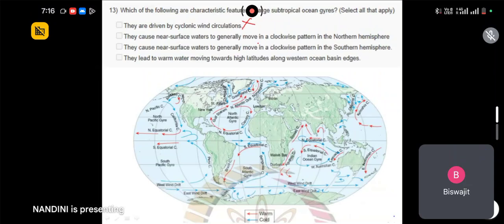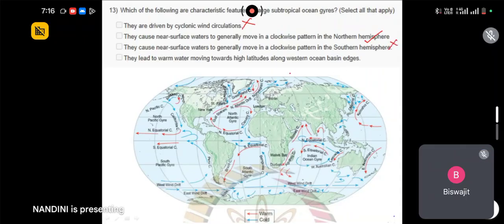The next one is they cause near surface waters to generally move in a clockwise pattern in the northern hemisphere. Is that correct? In the northern hemisphere, it is clockwise. This is true. They cause near surface water to move in a clockwise pattern in the southern hemisphere. Is that true? It is false. It is anti-clockwise.